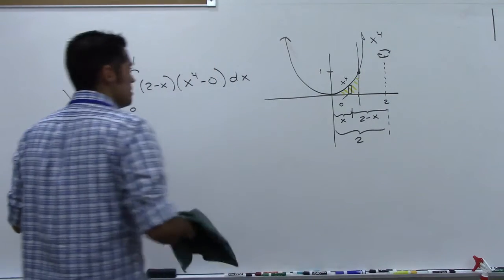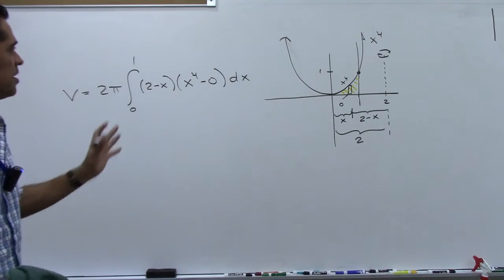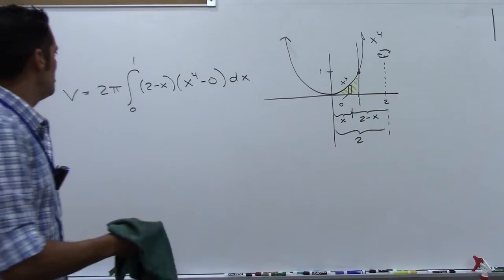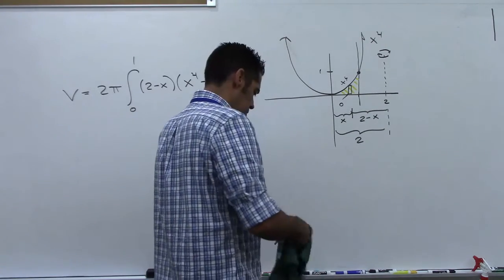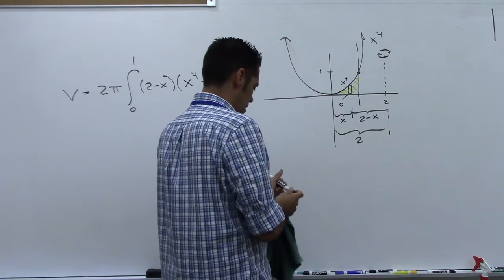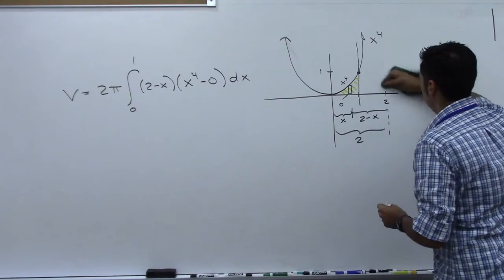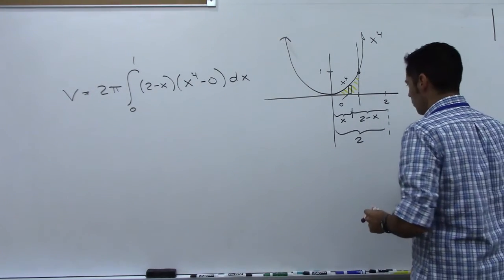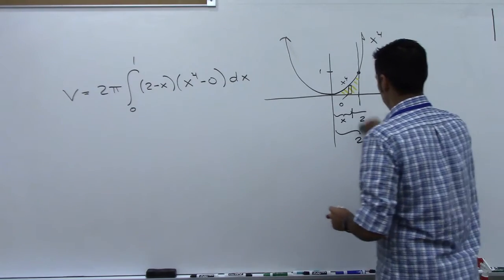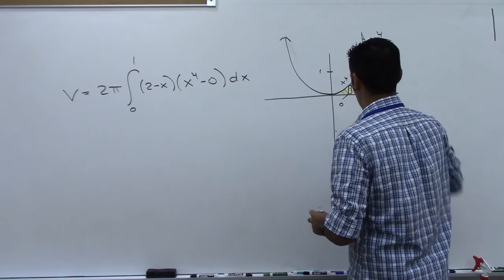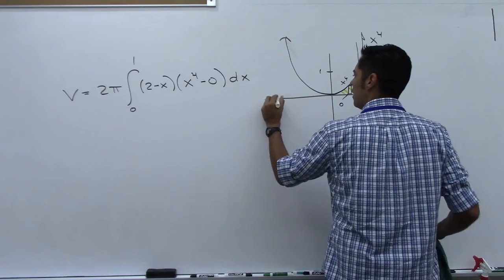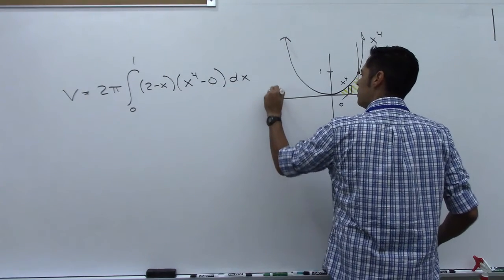Now, I'm just going to do one more example of this. I'm going to do this exact same problem, but I'll do it in red. I want to rotate it around a different line instead of this one. Let's rotate it around, let's say x equals negative 2.